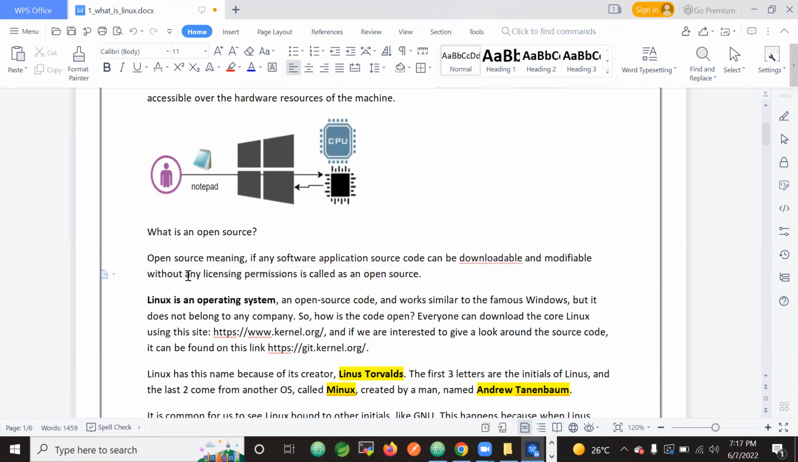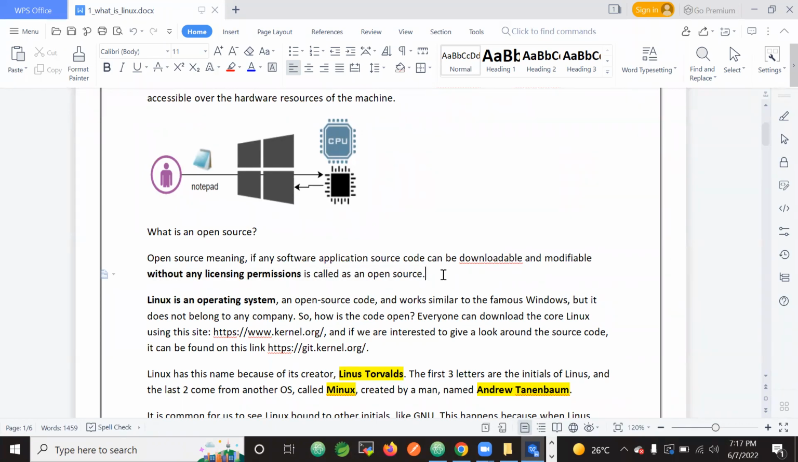Okay, I said without any licensing permissions. I will highlight this. Just keep this word in your mind. Going forward, we'll discuss it. So without taking any permission from anyone.